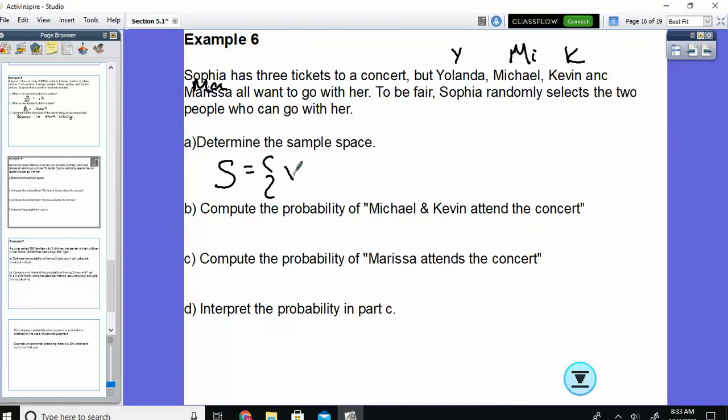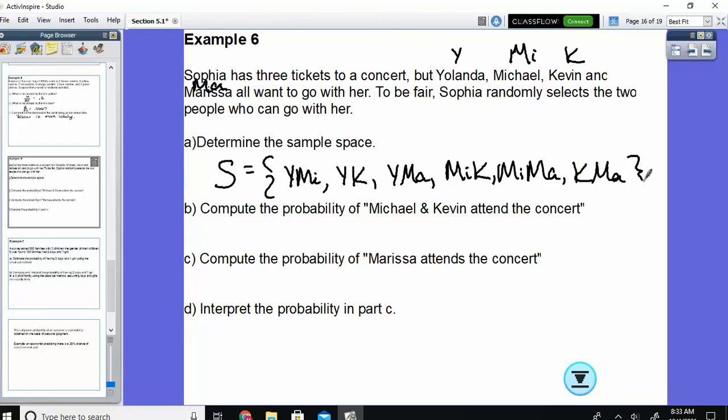So you can have Yolanda and Michael, Yolanda and Kevin, Yolanda and Marissa, Michael and Kevin, Michael and Marissa, Kevin and Marissa. So we have 1, 2, 3, 4, 5, 6 different possible outcomes. So what's the probability that Michael and Kevin get to go? 1 out of 6. The nice thing about sample space, it kind of helps you determine these probabilities.